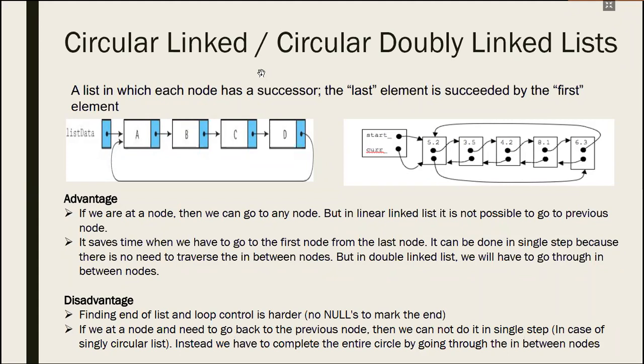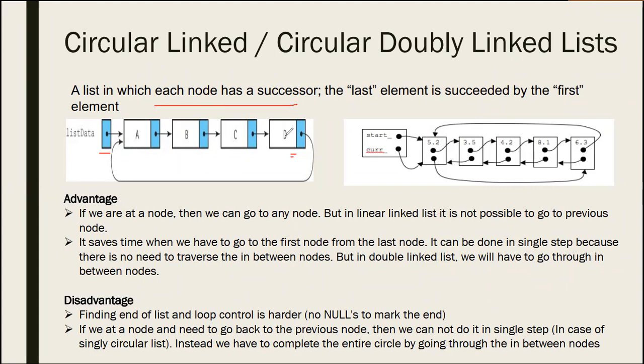Okay, so, circular linked list and circular double linked list. In short, as we can see in the figure, this is the head. This is my head pointer, it's pointing to A because A is the head, and after B is C, D, and this is the last node. So in the circular linked list, the last node points to the first node, that is A, and in this way each node has a successor.